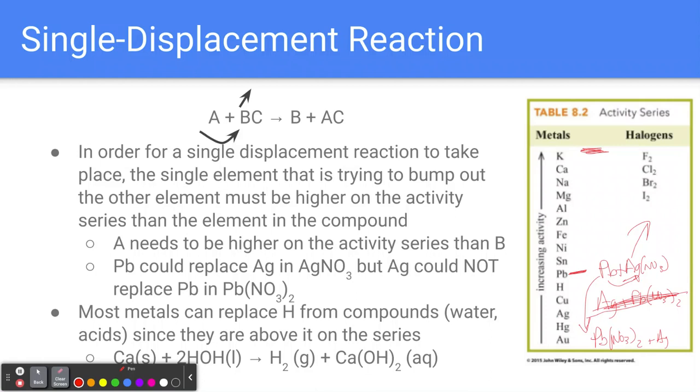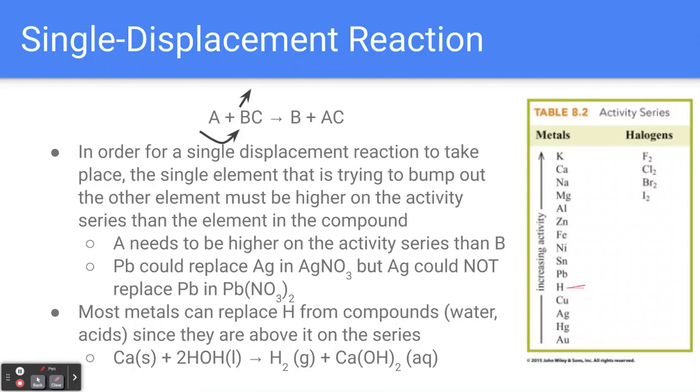Now, most metals can replace hydrogen from compounds, whether those are acids or water. Most of these can replace the hydrogen. And so if we take a look, hydrogen is right here. Anything above hydrogen can replace it. So if we had, for example, iron trying to replace the hydrogen in the hydrochloric acid, that could happen. We have iron kicking it out. So we've got iron chloride plus our hydrogen gas. Okay, I didn't balance those, but that's essentially what's happening.